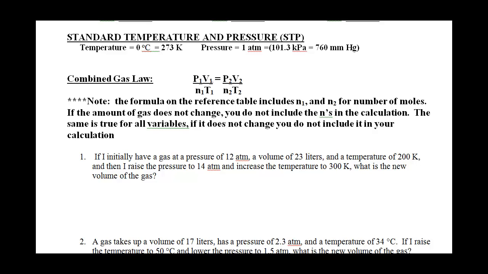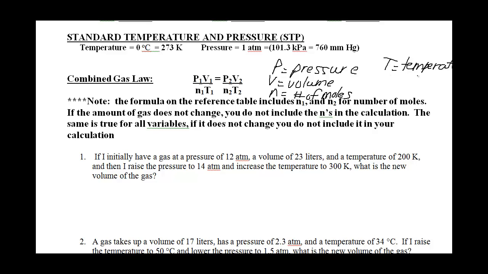P, pressure, V, volume, N is moles. So make sure you know what all of these are standing for. P is pressure. V is volume. N stands for number of moles. That's why it's N and not M. Okay, T is temperature, and again, it has to be in Kelvin. That's the only one that you're going to have to make sure is in Kelvin.